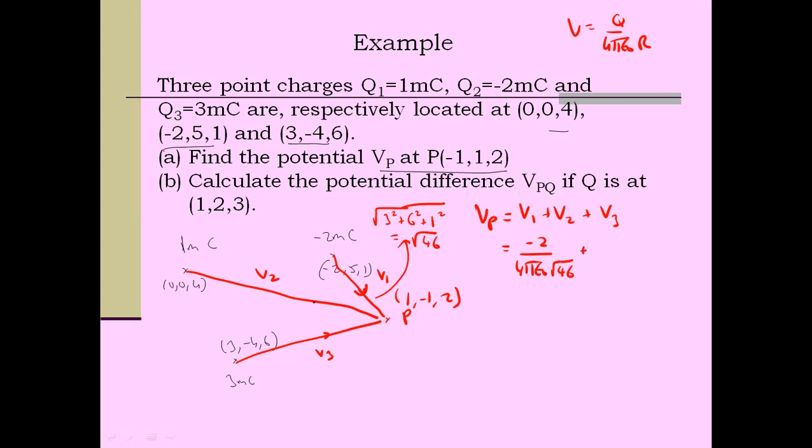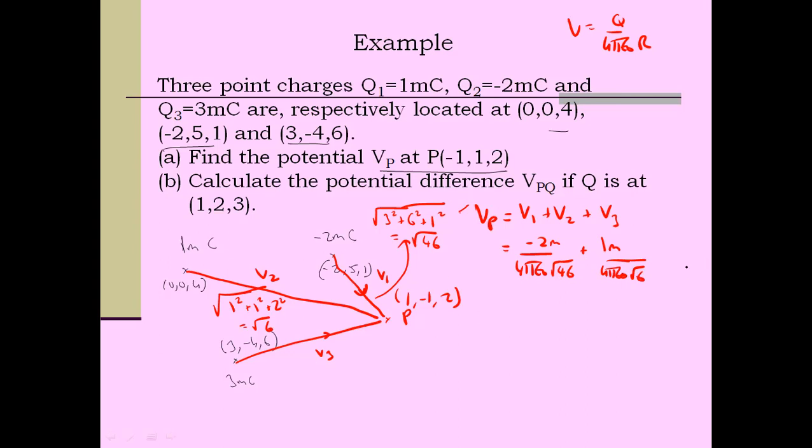Plus V2, which is due to 1 millicoulomb. So that is 1 milli over 4 pi epsilon naught times the distance. The distance will be the square root of 1 squared plus 1 squared plus 2 squared, which equals the square root of 6. So the square root of 6 is the distance between the 1 millicoulomb and P.